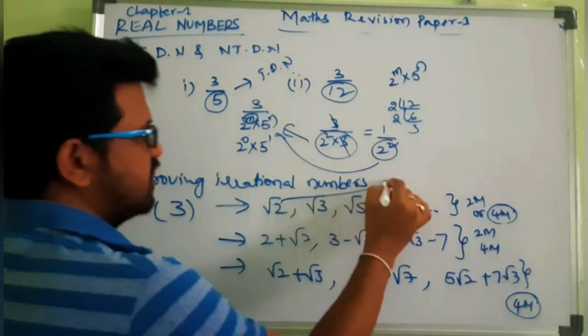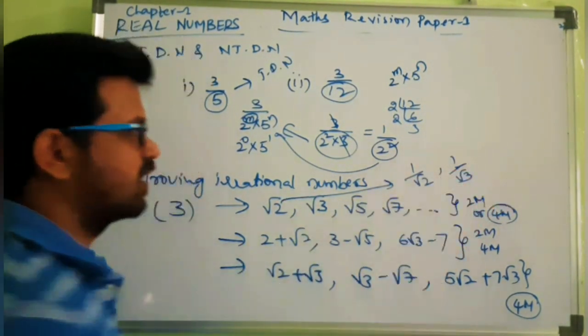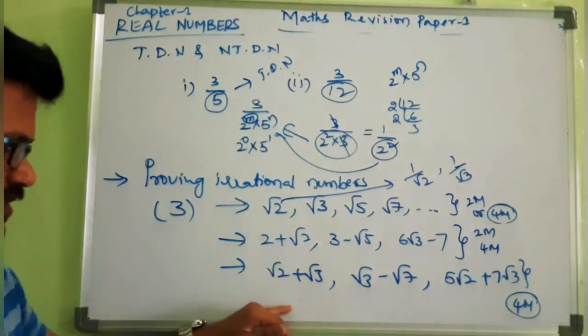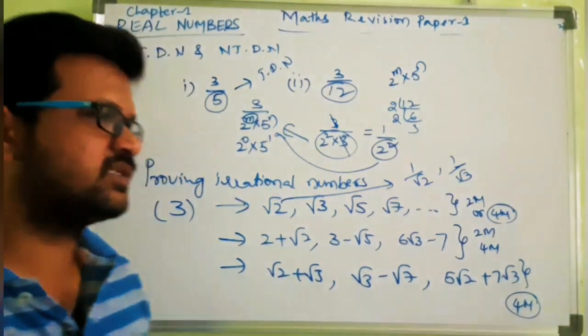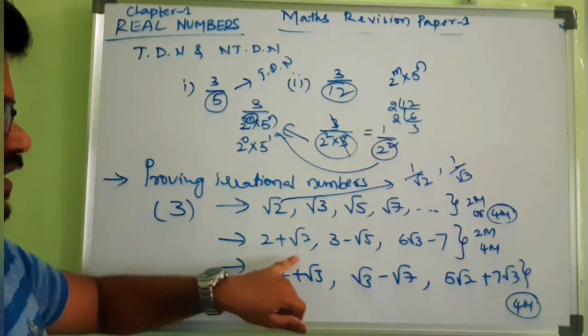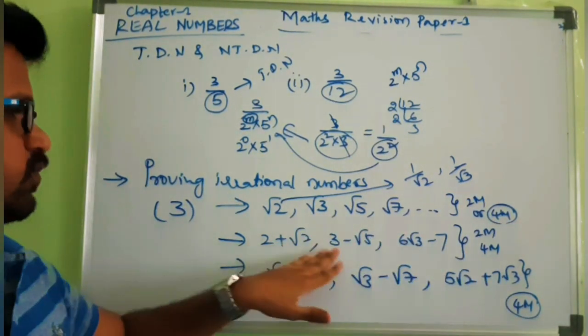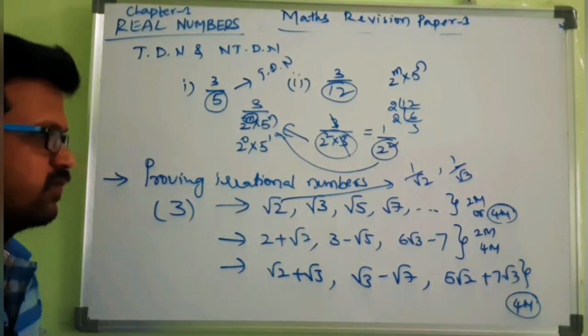And sometimes they ask the reciprocal of this, 1 by root 2, 1 by root 3. These are very, very important. Every student should practice these types of questions. It is a compulsory question. If you observe previous papers, there is a compulsory question, that is root 2 plus root 3 minus root 7. These all: 2 plus root 2, 3 minus root 2. In pre-final exams also they asked this type of questions.